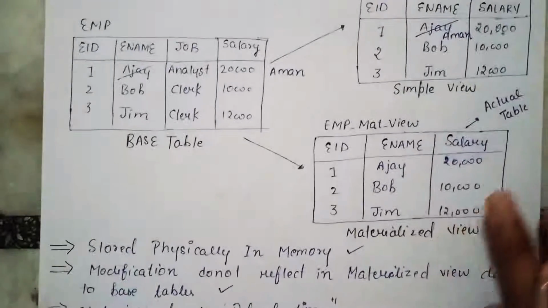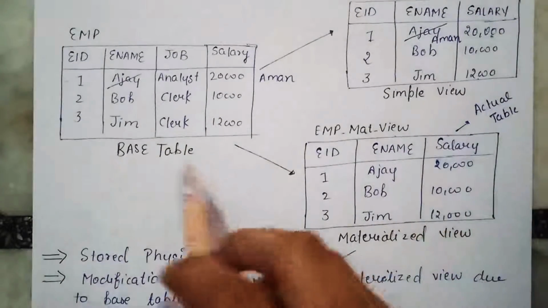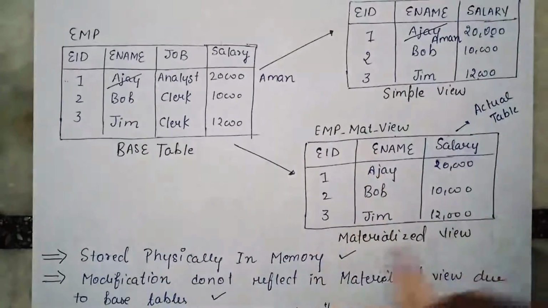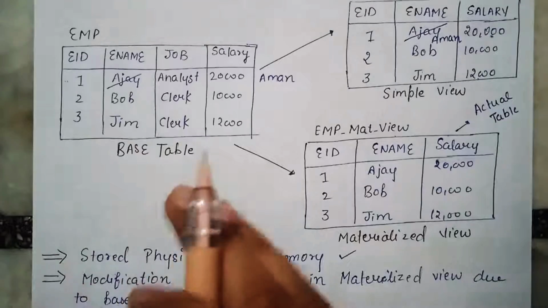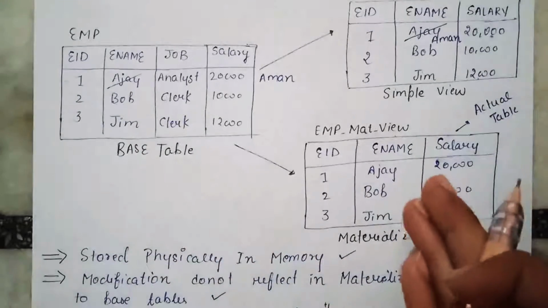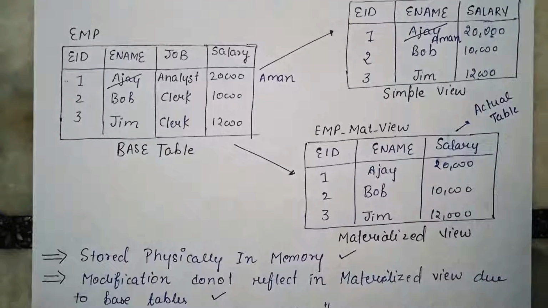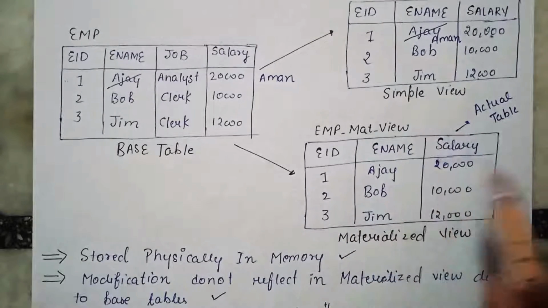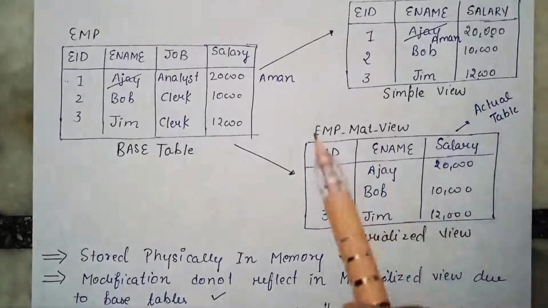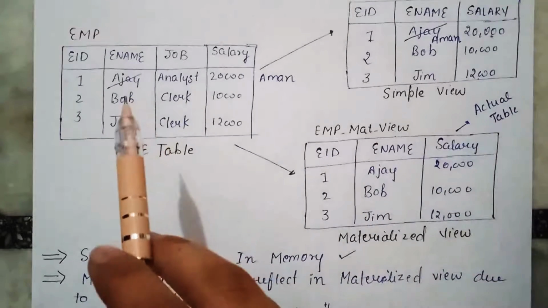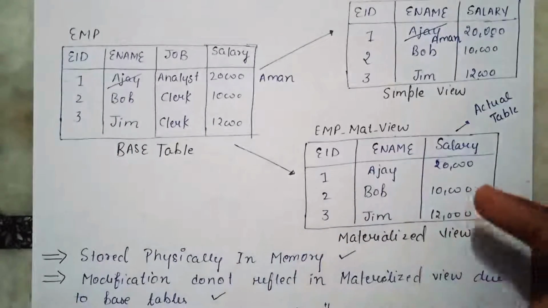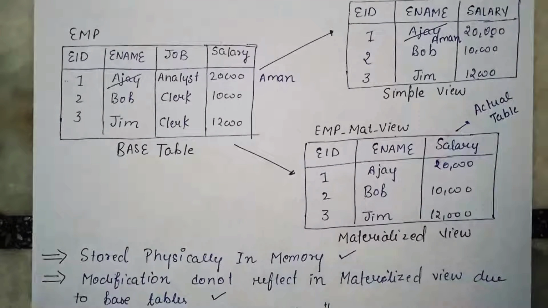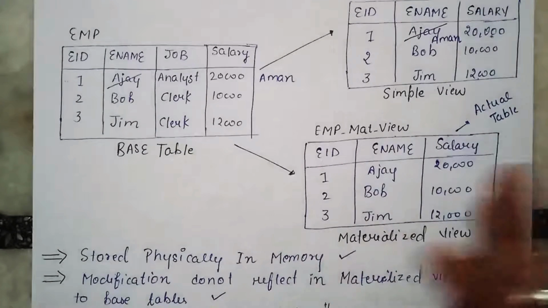Okay, so in case we want the changes that we have made in the base table to be reflected in this materialized view, that means whatever changes we have performed until now, we want to update this table according to those changes. So we need to refresh this materialized view. After performing the refresh operation, the values that have been modified will be updated in this table. There is a mechanism that is used to refresh the materialized view.